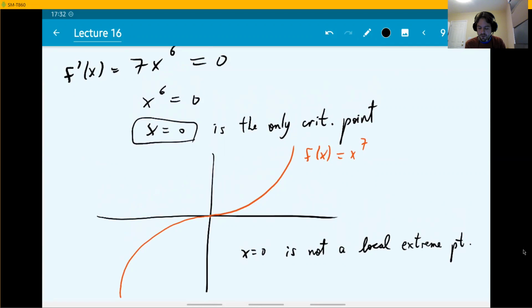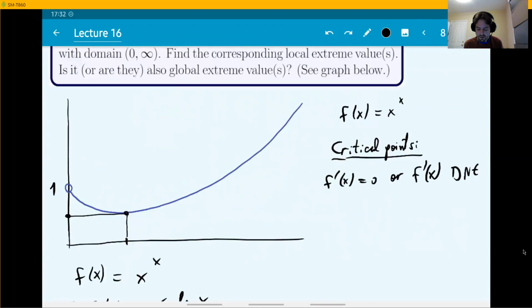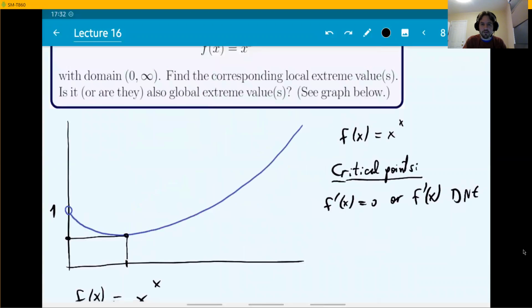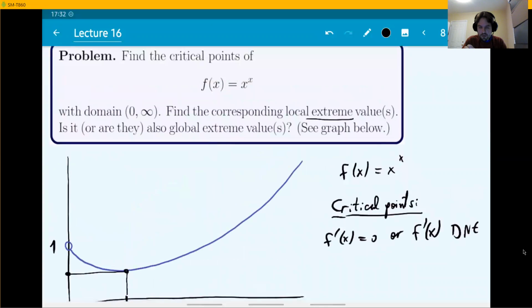What we have to take from today is the names, the distinction between point and value, between global and local, and what extreme means. Extreme means either max or min. So there are a lot of words to remember, like critical points, but it's going to be very important to know exactly what all of those mean.